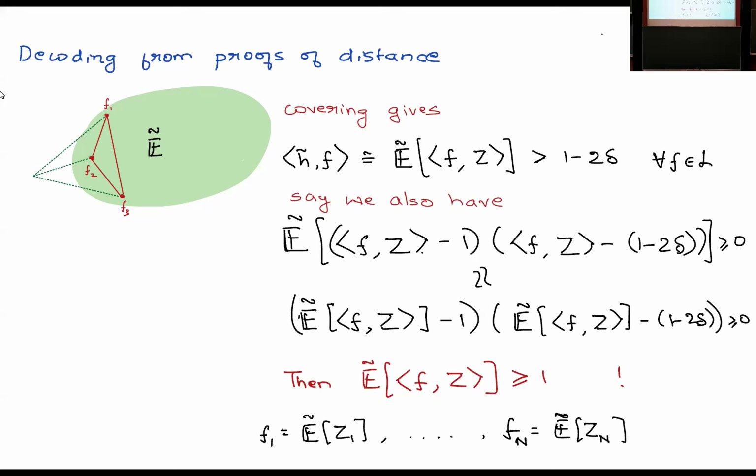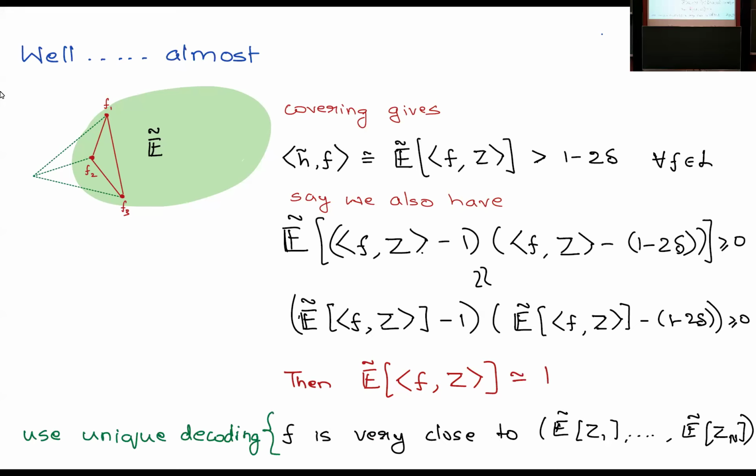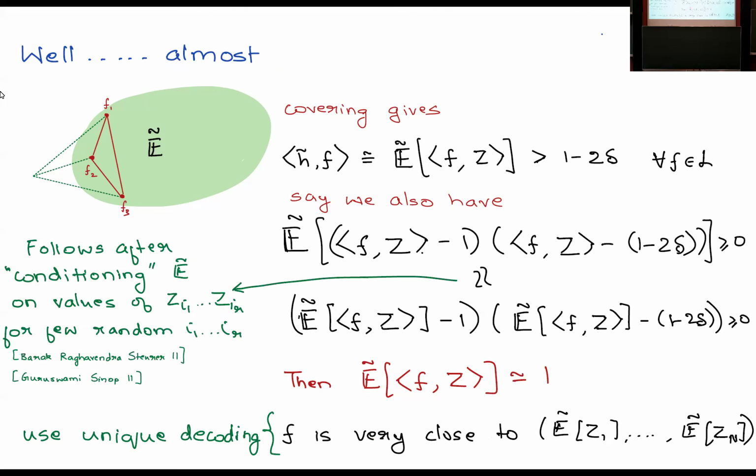Let's say you have covering lemma and this h tilde object satisfies that the inner product is larger than 1 minus 2 delta. Let's say it also satisfies this inequality. And in fact, that I can write this expectation of products as a product of expectations. Then, of course, it's kind of trivially true that the inner product of this vector, which is just the vector of first moments with f, is actually 1. And so I can just find the list code word just by looking at the moments. It's not quite true, but it's almost true.